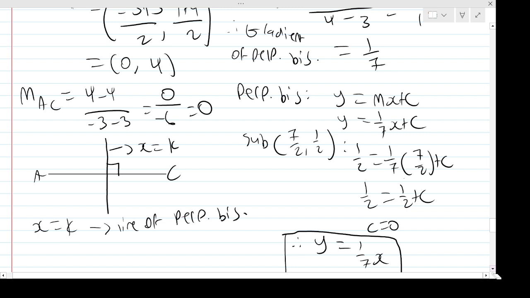But then what is this number k? Well, then we need a point again. That's where this midpoint comes into play. Well, again, the midpoint here is at 0, 4, as we worked out. Well, x would be 4, right? No, x would be 0, okay? So x would be 0. That is the equation of the perpendicular bisector in that case, okay?